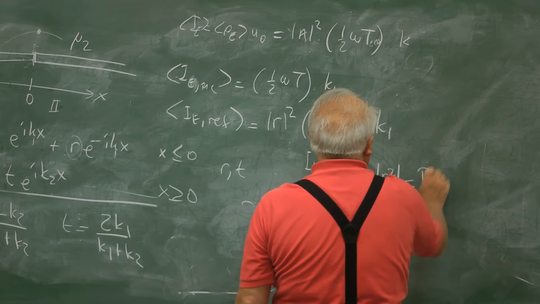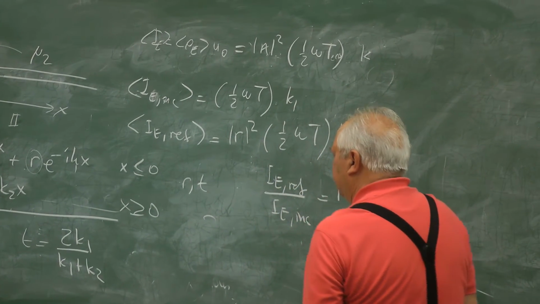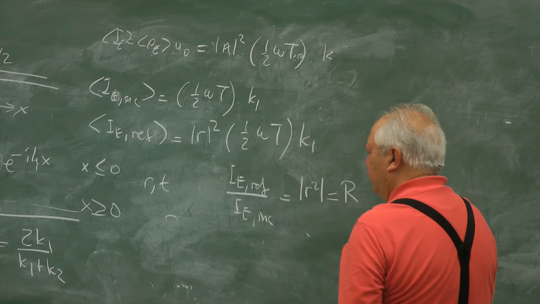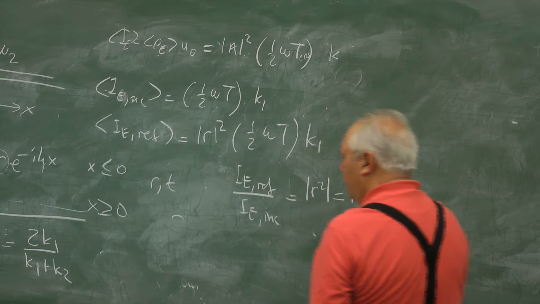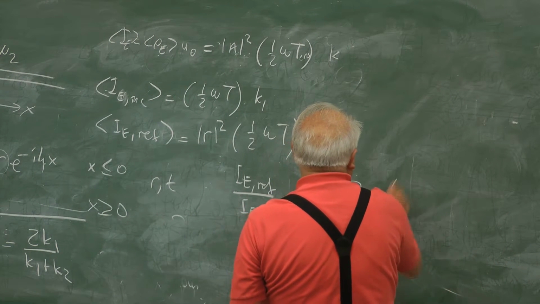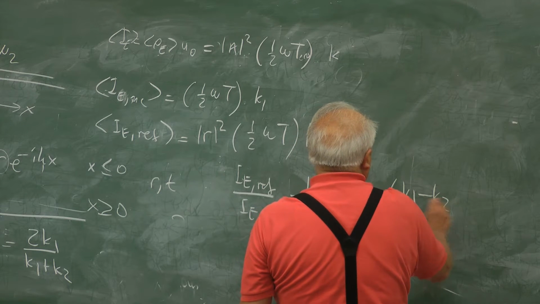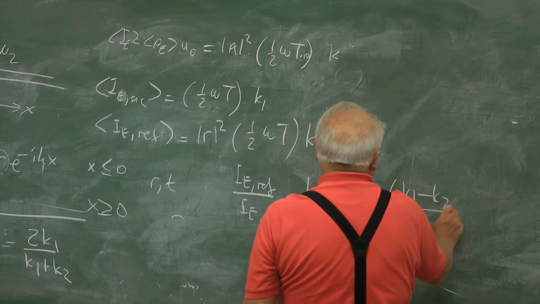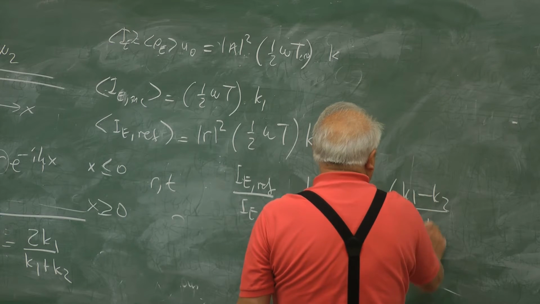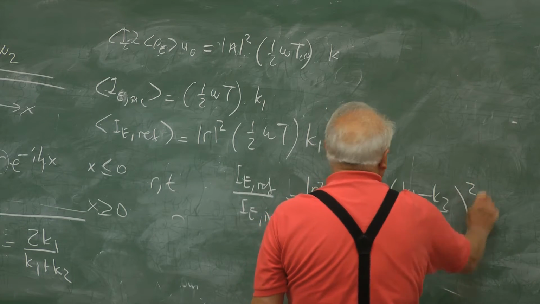So let me call it R. This is the fraction of energy that is reflected back, the reflection coefficient, and that's equal to K1 minus K2 over K1 plus K2, squared.